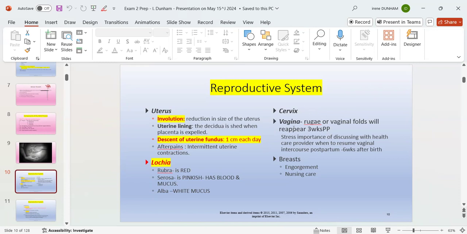Okay, and then the vagina, you have the rugae. Now, during childbirth, the rugae is very smooth. Those are your vaginal folds. And so during childbirth, it gets very, very nice and very soft, so it allows the baby to come down. After she delivers, it will reappear. That's usually about 3 weeks. Okay, and then you have the breasts. We're going to talk about engorgement and nursing care.